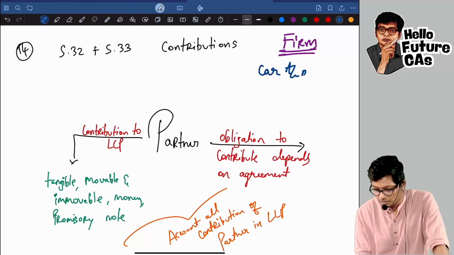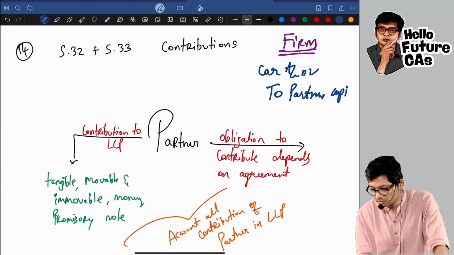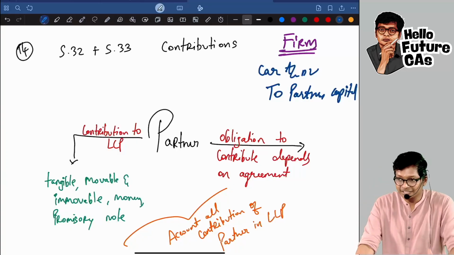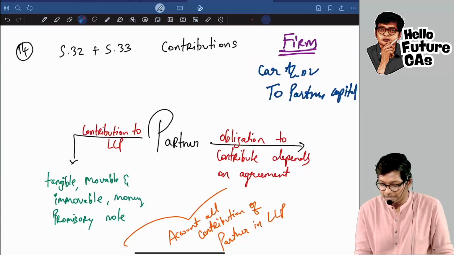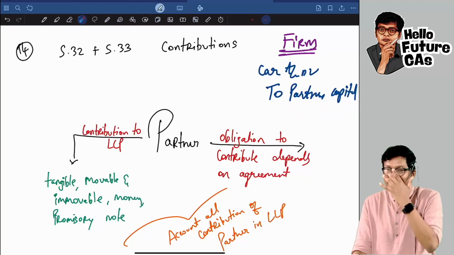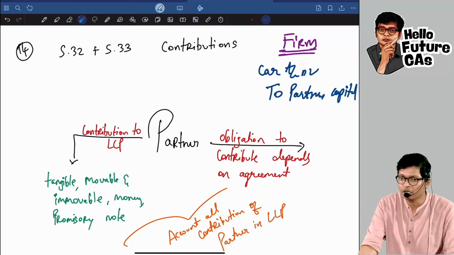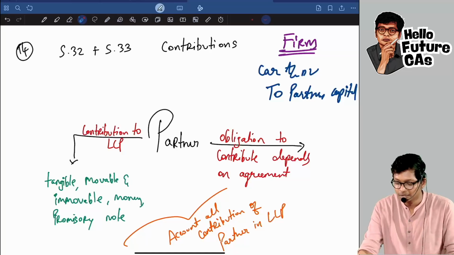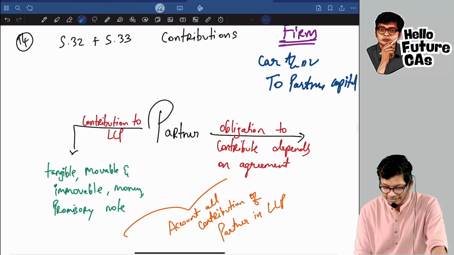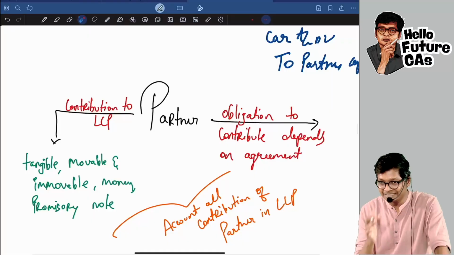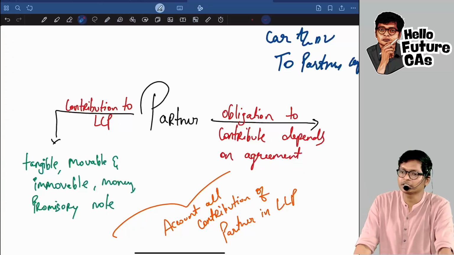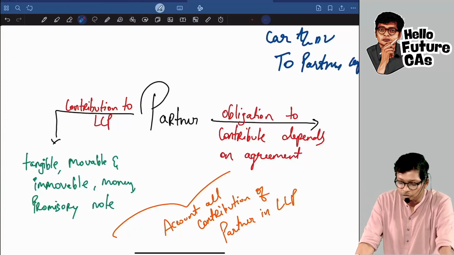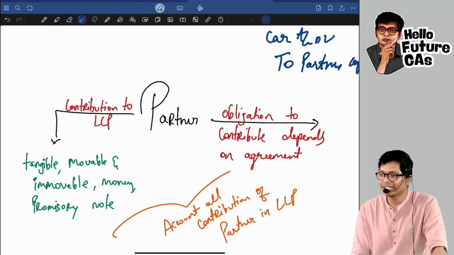Car account, debit to partner's capital. Correct? Now this is whose asset from now? Firm's asset, but it will be in the form of partner's capital. Correct? Partner's capital. Are you all with me, guys? Understanding? The same thing here is called contribution. Basically, whatever the partner is contributing to the LLP is called contributions. Are you all with me, guys? Hello?